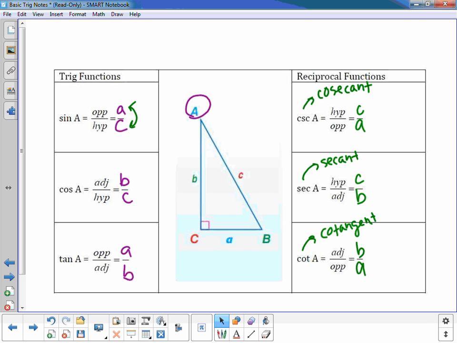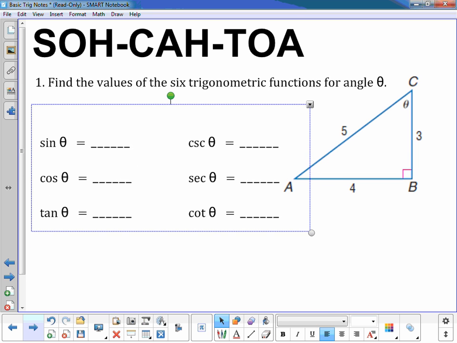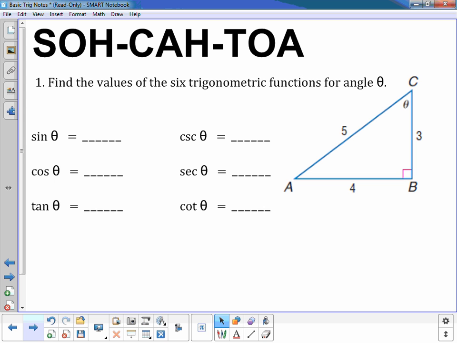So let's just practice finding those 6 trig functions in number 1. I need to fill in what those 6 trig functions are for the triangle that's given to me. So if I take a look at that triangle, I'm looking at angle theta. Now, if you've never seen this symbol before or you don't remember what it stands for, that's called theta. And you'll hear me refer to that a lot in the trig unit for sure. So I'm looking at angle theta.